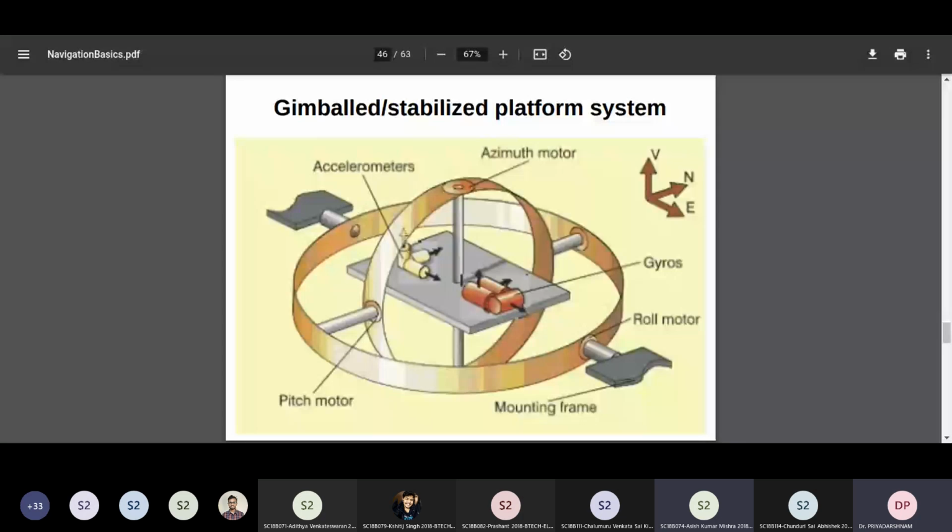Sir, how do you know how much to compensate? Like the gyro is measuring, no? Gyroscopes measure the rotation rate. So you have to compensate for that rotation rate that has occurred by rolling the motor in the opposite direction.